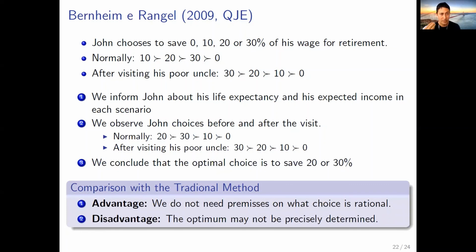Now, the big advantage of this method is that we don't need a premise, right? We're not saying which one of those choices is actually revealing the true utility of John. And that's a big advantage, because we as economists don't have the capacity to read the minds of these folks. The second advantage is that, in contrast to the traditional method, we're not going to say what the optimal choice is. We're just going to say that the optimal choice falls within this range, right?